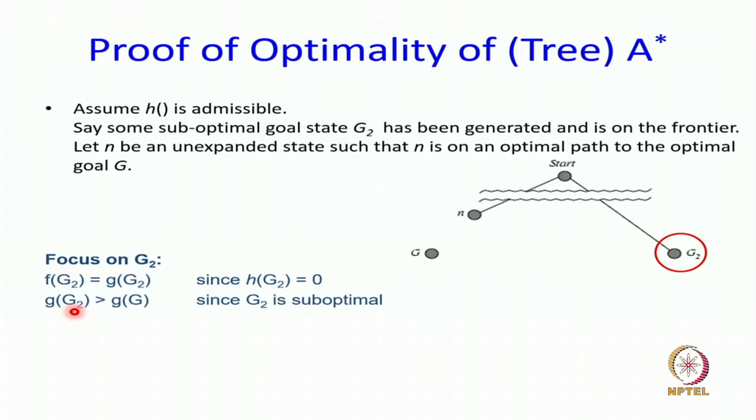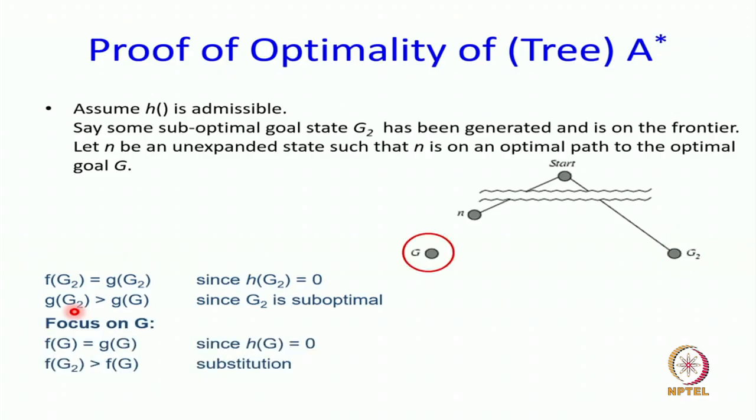Now, if we look at G, if we focus on G, what can we say? Well, we can say that it is also a goal, so its H is also 0, that means its F is equal to its G. Okay.